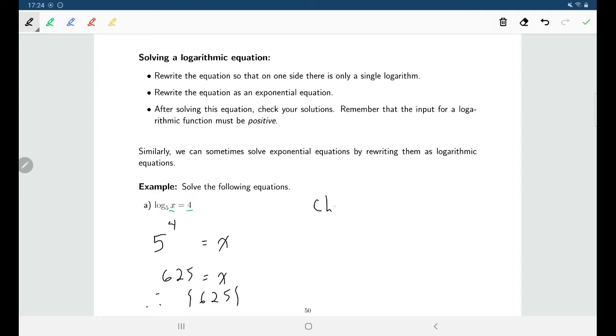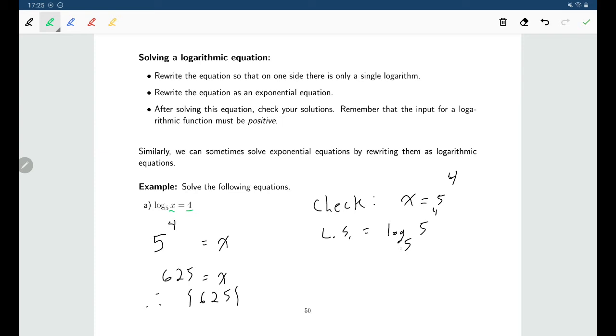And we can check this if we want to. This is one where it's easy enough, and we don't really need to worry too much about this one, because if you're thinking about that value of 5 to the power of 4, and I said on the left side of your equation, what do you have? You would have log base 5 of 5 to the power of 4.